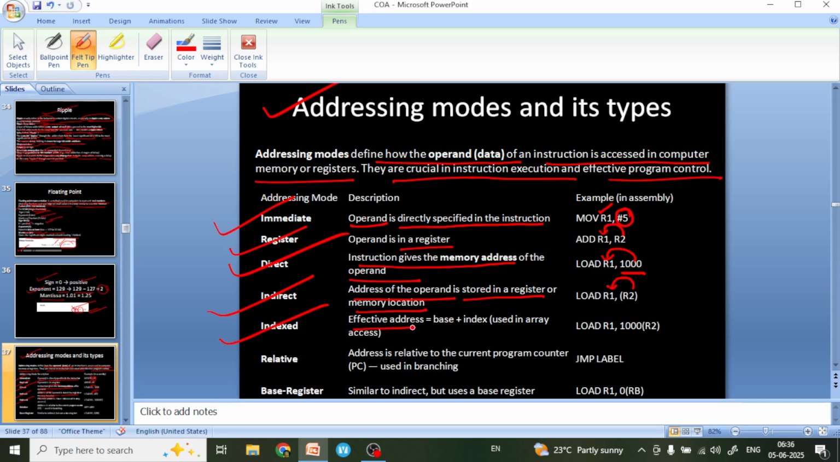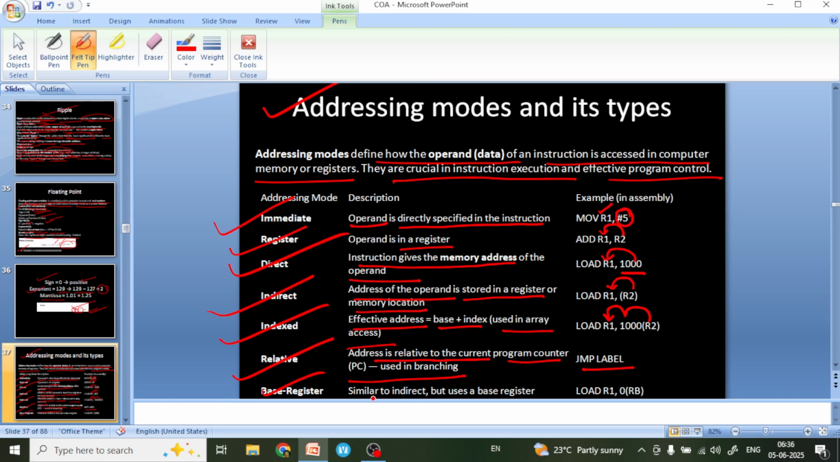Indexed means the effective address is equal to base plus index, and it is used in array access, like load R1, 1000(R2). Here 1000 is the R2 address, and it is loaded into the R1 register. And relative means the address is relative to the current program counter (PC), which is used in branching, like JMP label.